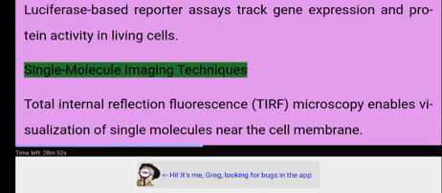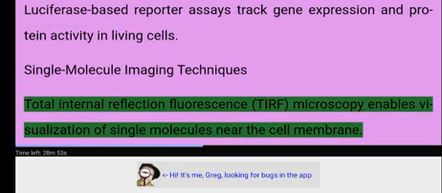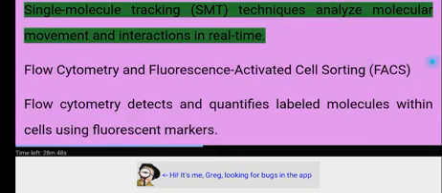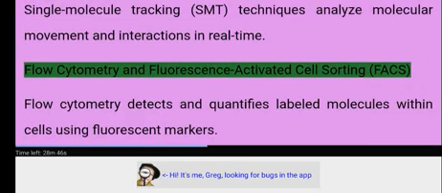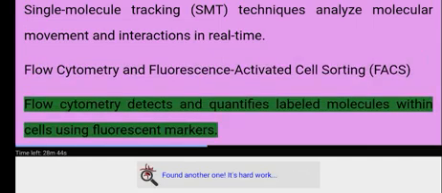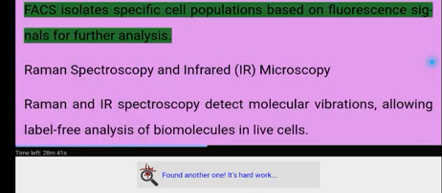Single molecule imaging techniques. Total internal reflection fluorescence (TIRF) microscopy enables visualization of single molecules near the cell membrane. Single molecule tracking (SMT) techniques analyze molecular movement and interactions in real time. Flow cytometry and fluorescence activated cell sorting (FACS). Flow cytometry detects and quantifies labeled molecules within cells using fluorescent markers. FACS isolates specific cell populations based on fluorescence signals for further analysis.